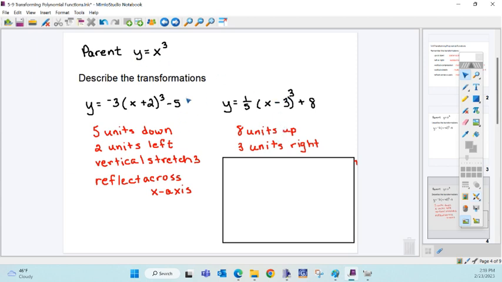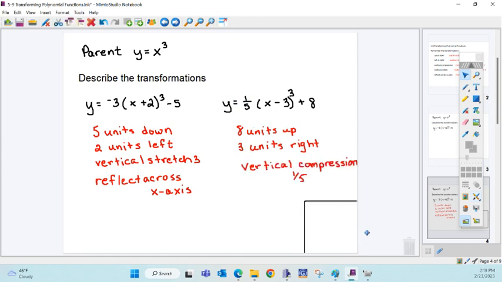It would take the initial parent, that would be down and then up, and move the whole thing right 3, up 8, and with this it's stretched or compressed. Compressed, because every one of the values would be multiplied by 1/5, which would swoosh it down.